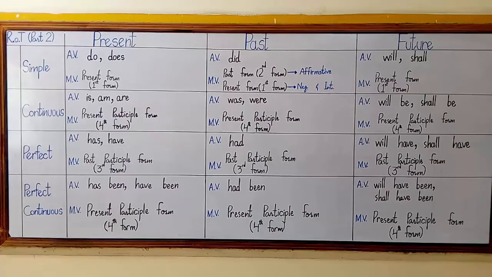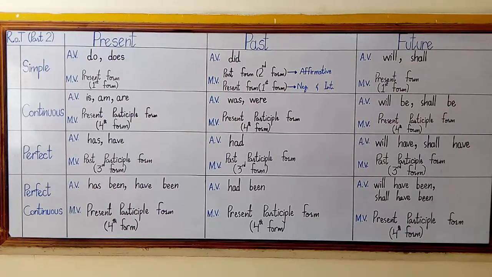In all 3 continuous, present continuous, past continuous and future continuous, in all 3 perfect continuous, present perfect continuous, past perfect continuous and future perfect continuous, we use present participle form of main verb. And in all the perfect tenses, present perfect, past perfect and future perfect, we use third form of verb, which is past participle form of main verb. So I hope you have clearly understood this chart.